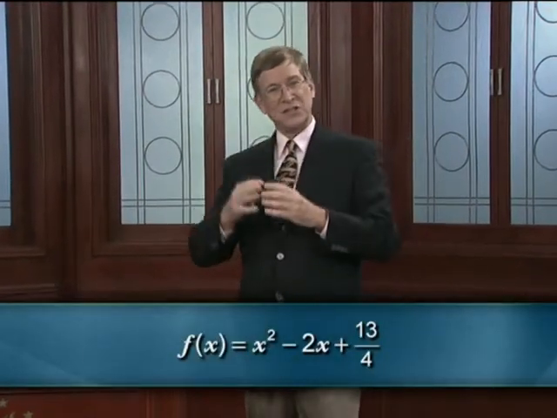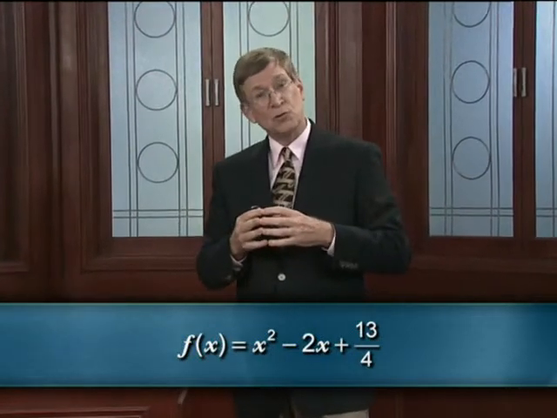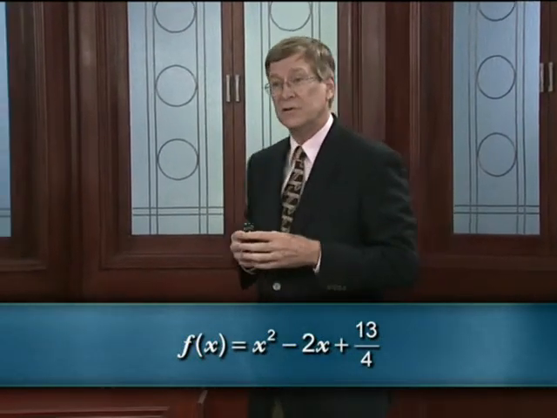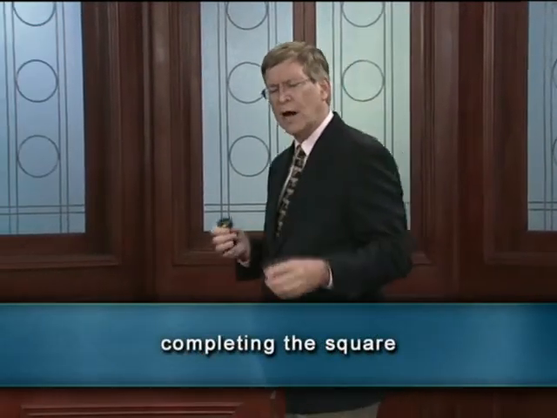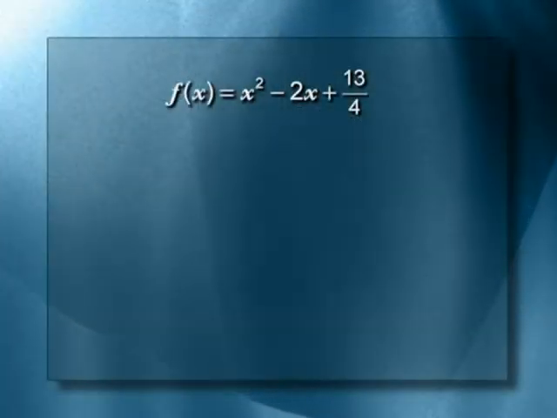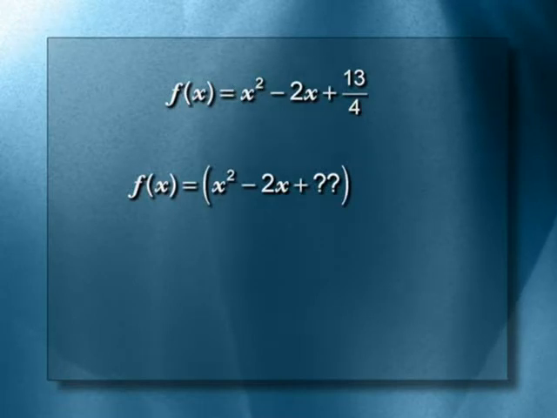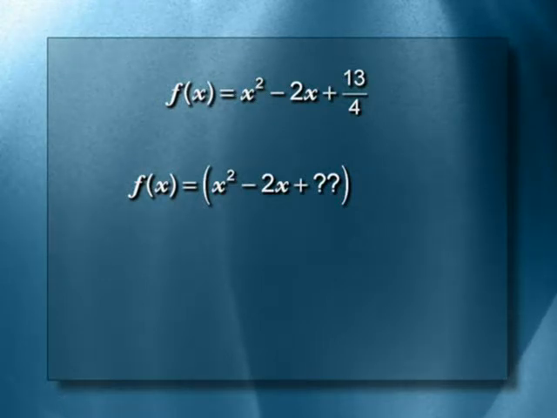So let's consider that same polynomial, x squared minus 2x plus 13 over 4. And now I'm going to do something called completing the square. This is a key calculus topic. When you take a calculus class, you often have to complete the square. Let me remind you how this goes. Take the x squared minus 2x and put them in parentheses, and we're going to add something to that expression so that it becomes a perfect square inside the parentheses.